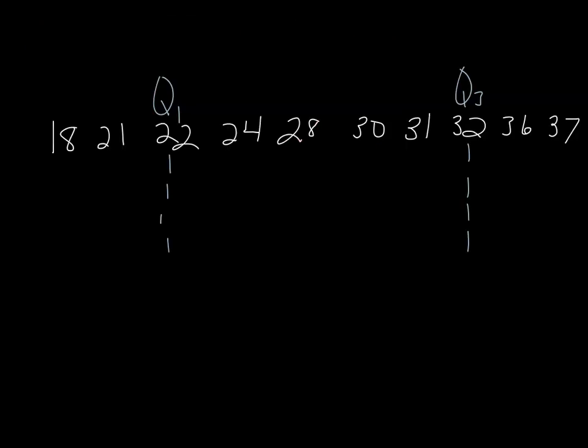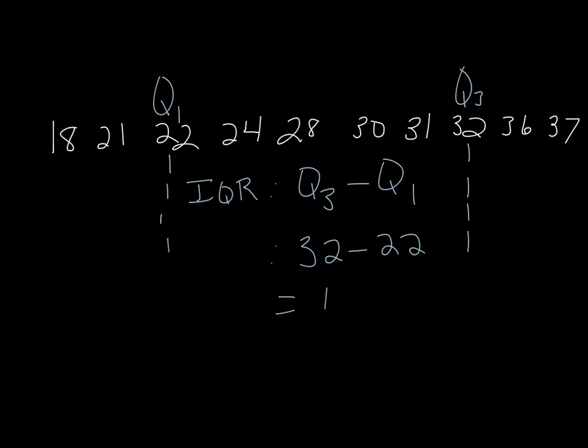In our example that we used before, this was our data set, and we figured out that the first quartile was 22, because if this was our direct middle, or our median, then this was the middle of the lower half, and this was the middle of our upper half, the third quartile. So to find IQR, we just subtract Q3 minus Q1, and in this case that would be 32 minus 22, which would be equal to 10. So the interquartile range would be equal to 10 in this case, which means the middle half of our data is only 10 values apart.